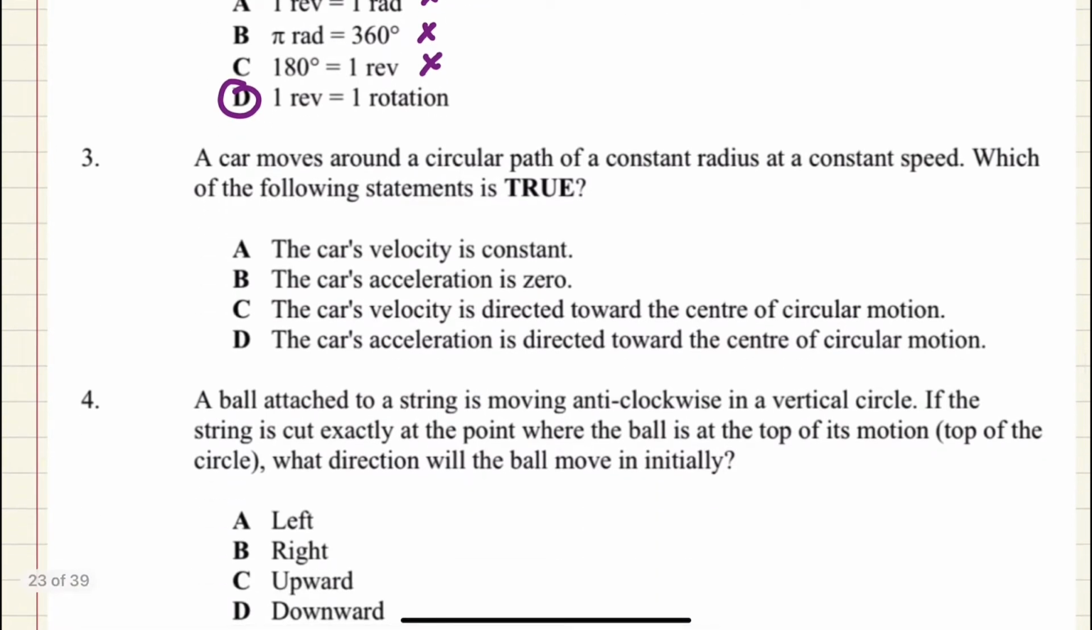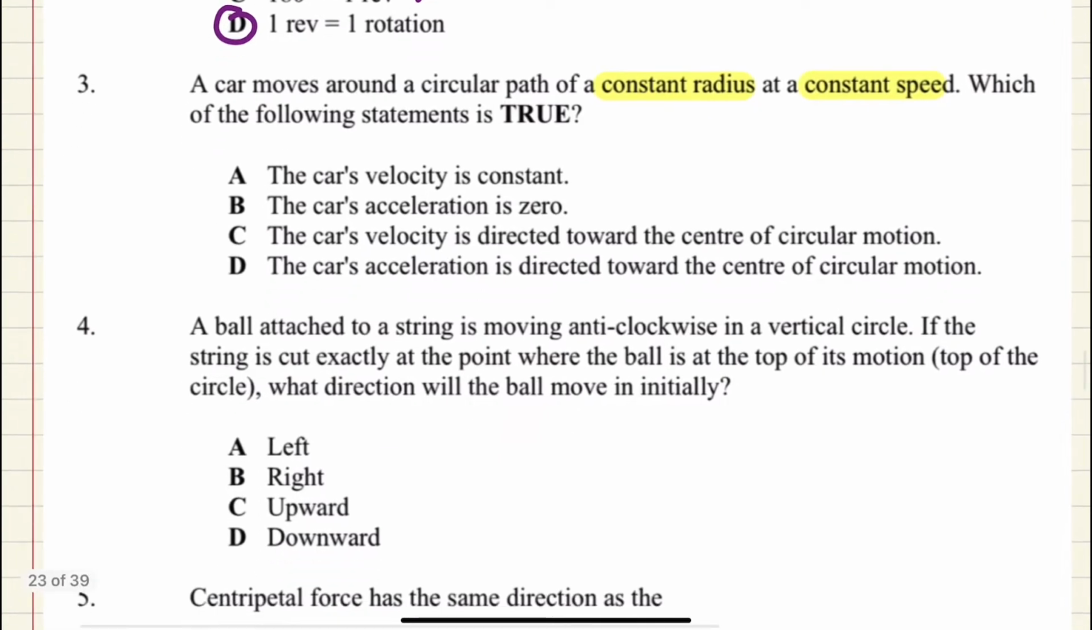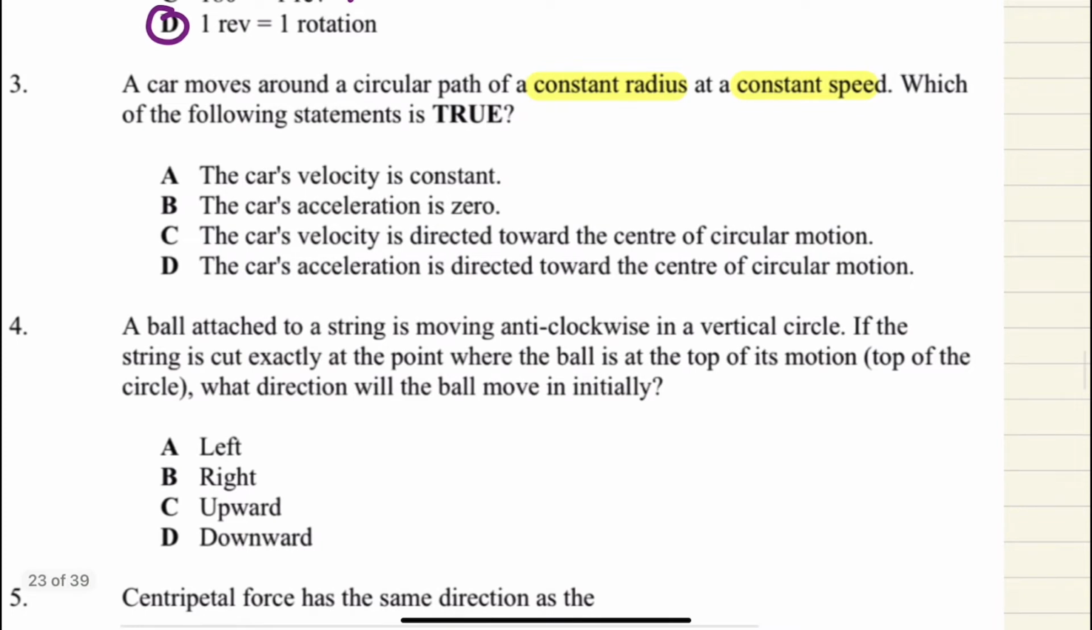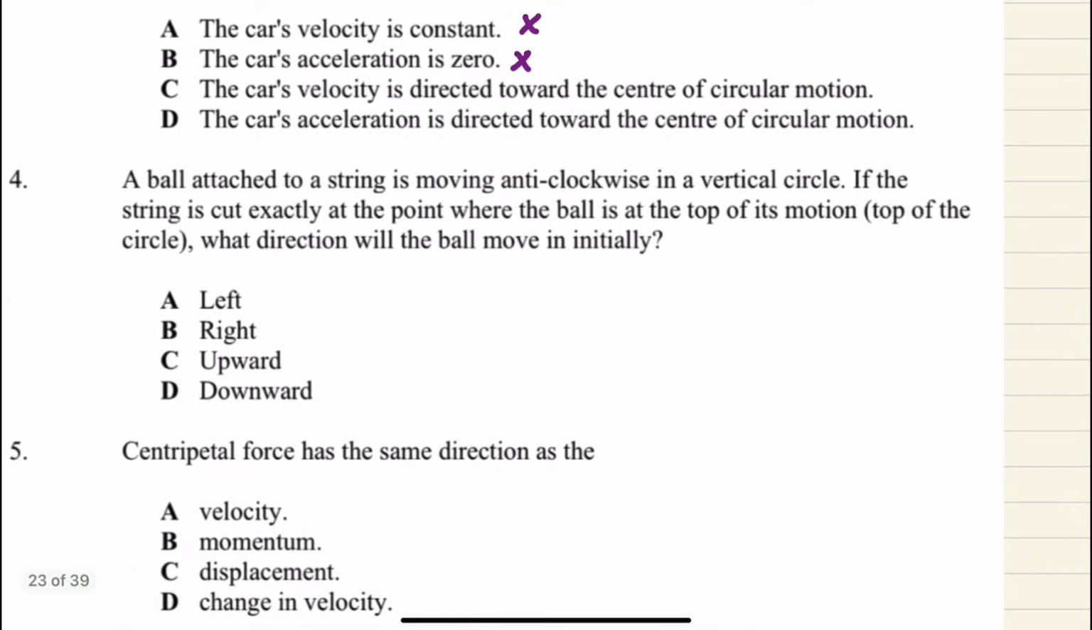A car moves around a circular path of constant radius at a constant speed. Which of the following statements is true? Basically, this is circular motion. The car's velocity is constant? That is incorrect. The speed is constant, but the direction changes, so the velocity changes. The car's acceleration is 0? That is incorrect as well, because velocity changes. You should have centripetal acceleration towards the center. Velocity directed to the center? This one is incorrect. That should be the acceleration. Car acceleration is directed towards the center, that one is correct. So the answer is D.